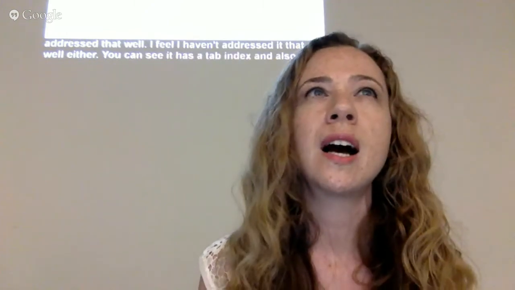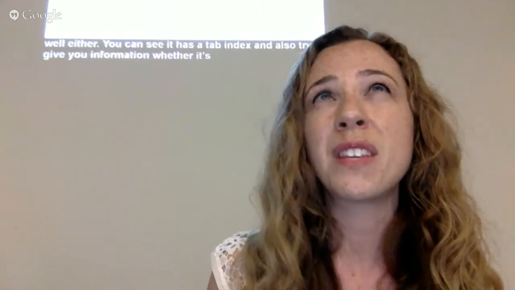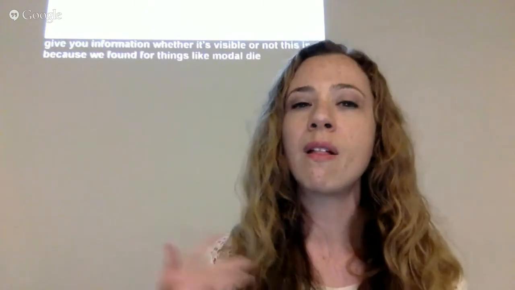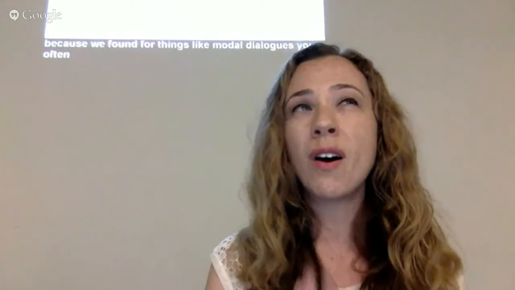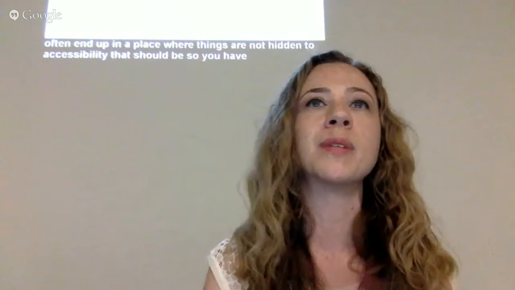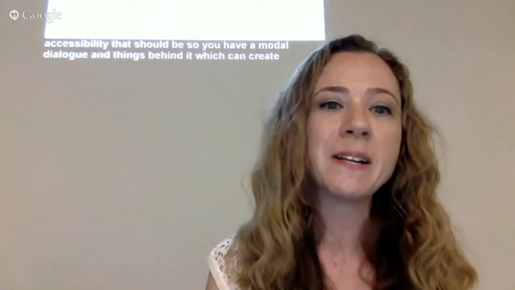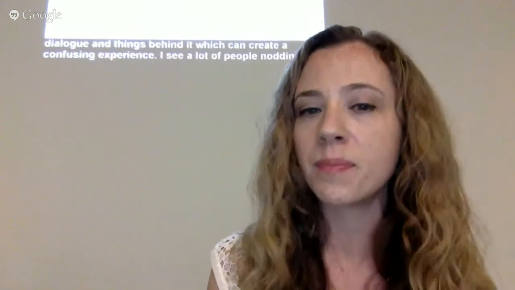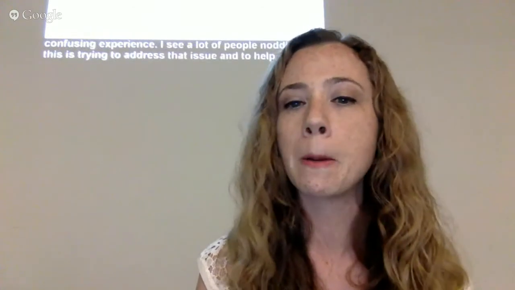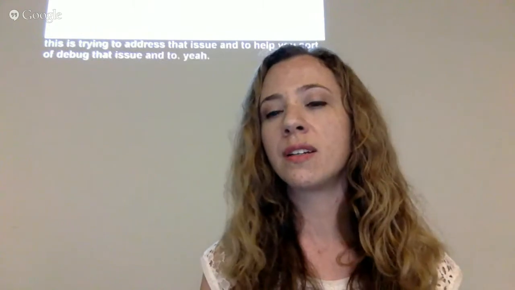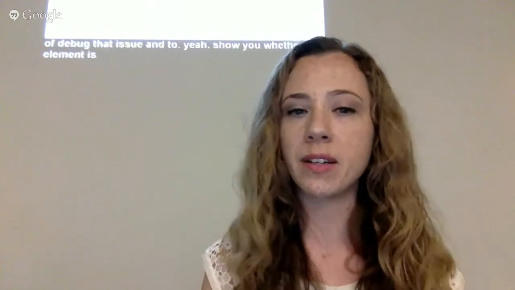This is because we found for things like modal dialogues, you often end up in a place where things are not hidden to accessibility that should be. So you have a modal dialogue and things behind it are still visible, which can create a really confusing experience. I see a lot of people nodding. So this is trying to address that issue, to help you debug that type of issue and to show you whether the element is actually hidden from accessibility or not.